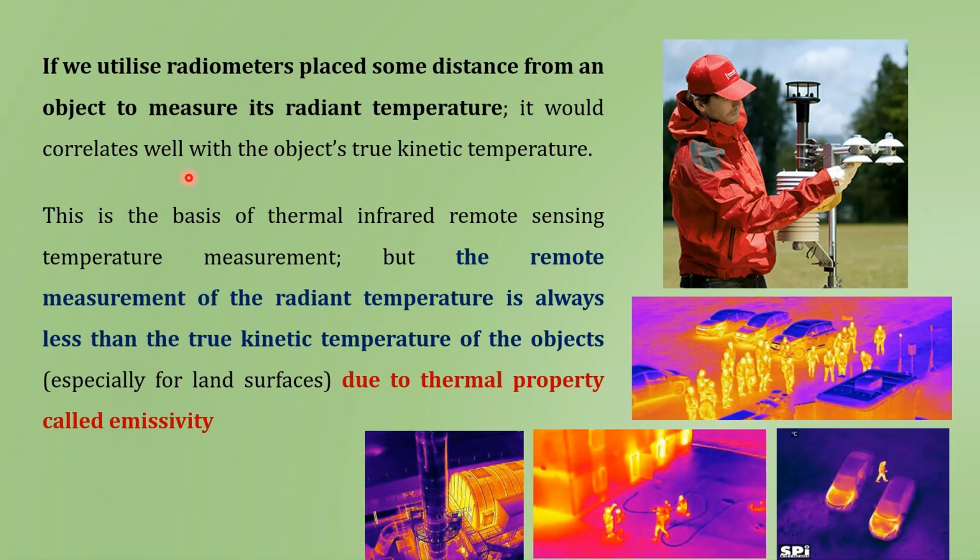Now, with this concept, if we measure the radiant temperature of an object by placing the radiometer at some distance from it, the radiant temperature would correlate well with the object's true kinetic temperature. This is the basis of thermal infrared remote sensing temperature measurement. But the remotely sensed radiant temperature is always less than the true kinetic temperature of the object, especially for land surfaces, and this is due to the thermal property called emissivity.